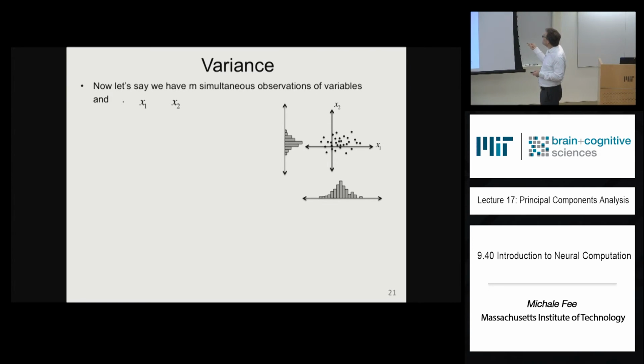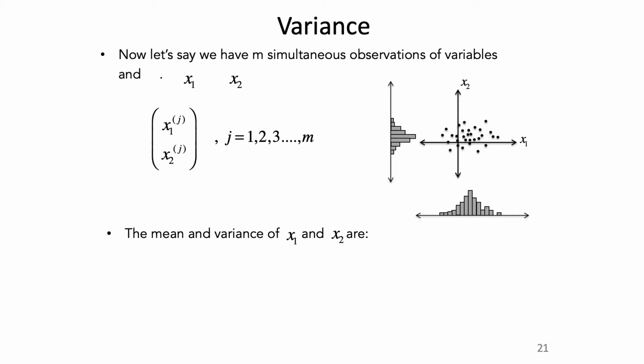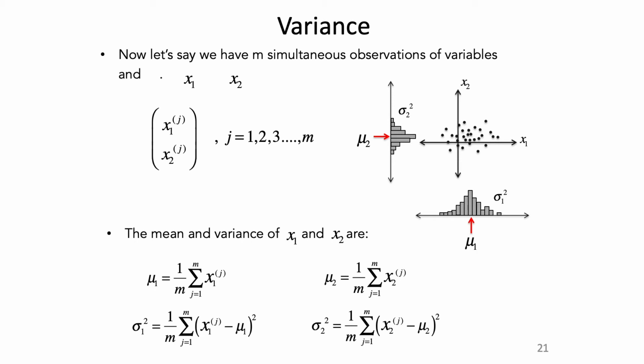We have a distribution of those quantities, okay? We can describe that observation of x1 and x2 as a vector, and we have m different observations of that vector. We can write down the mean and variance of x1 and x2, right? So for x1, we can write down the mean as mu1. We can write down the variance of x1. We can write down the mean and variance of x2, of the x2 observation, right?